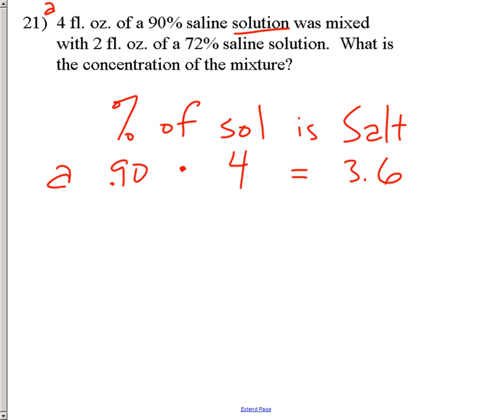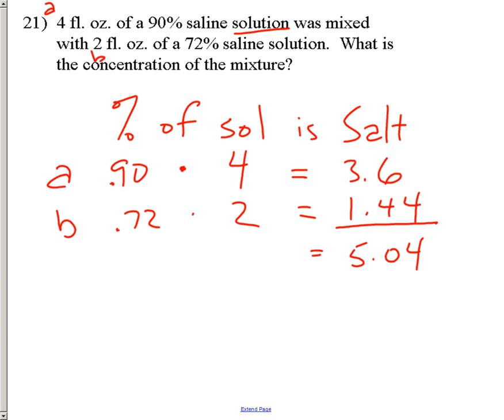And then we mix in 2 fluid ounces, I'll call that B, of 72% saline solution. How much salt is in that? 2 times 0.72 ends up with 1.44. And then the question is, what is the concentration of the mixture? Well, how much salt do I actually end up with when I mix that? 5.04. How much solution do I end up with? 8.